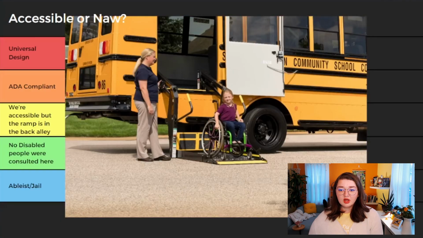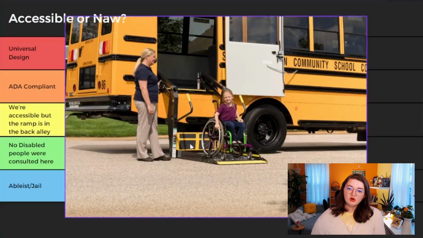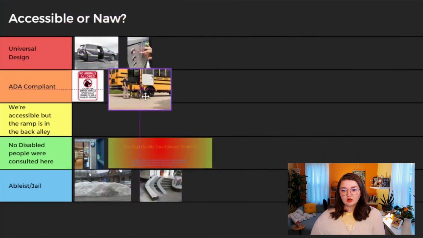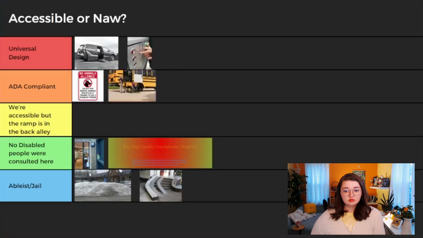Moving on. In this one, we have a picture of a school bus with a lift on it, a child who uses a wheelchair getting on and off the bus with the lift, going to school. I think that's great. I think we're going to call it ADA compliant because that's what it is. But I also kind of want to give it a universal design because it depends whether or not she can ride that bus with her non-disabled friends. So we'll put it in ADA compliant because schools are required to provide accessibility like that for kids.